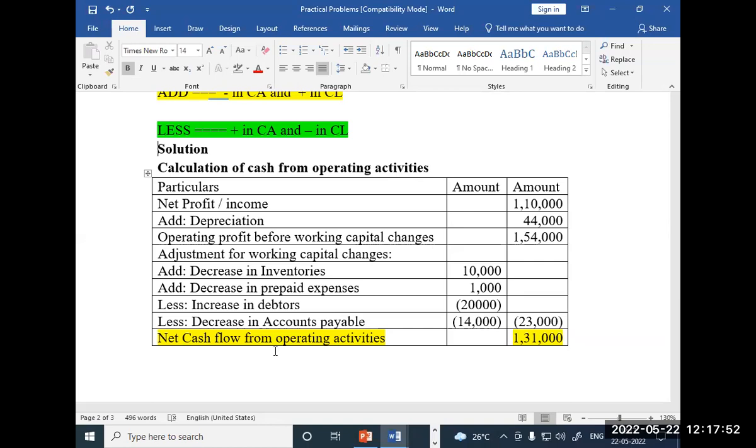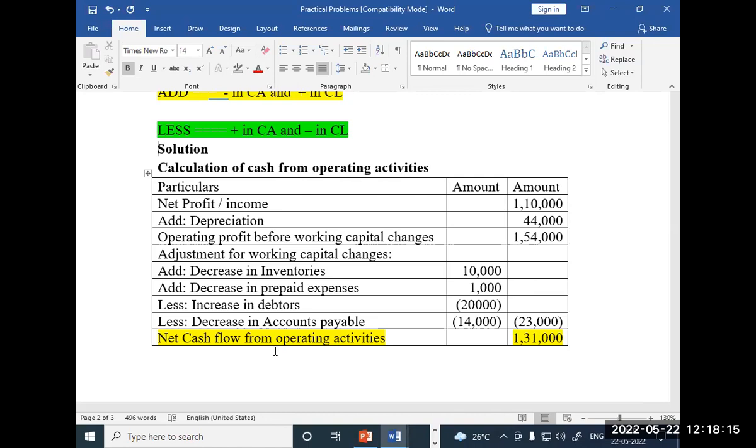Then finally, four amounts need to be added: opening balance of cash and cash equivalents, net cash flow from operating, net cash flow from investing, net cash flow from financing. These four are added according to their sign, and the result should be equal to the closing balance of cash and cash equivalents in the balance sheet. Okay, so this is how a cash flow statement is prepared.